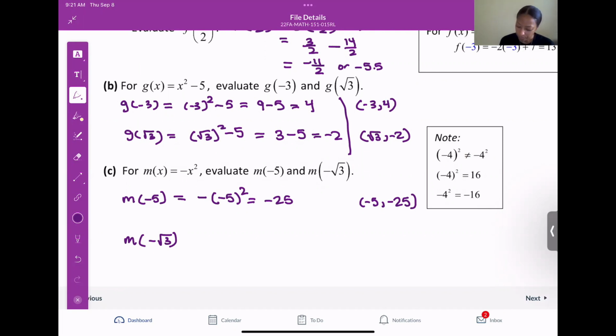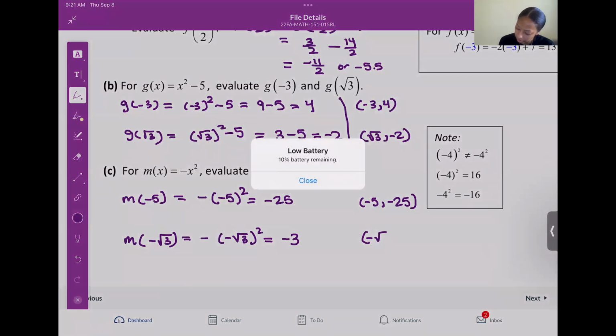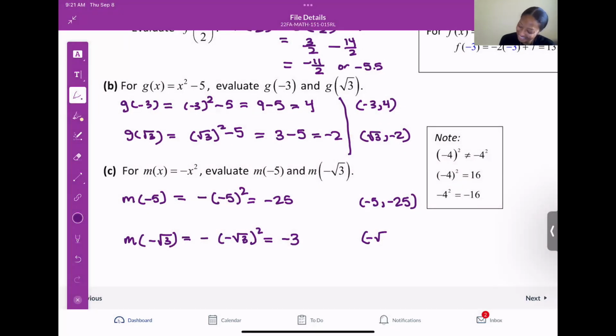All right, then for -√3, we have negative, parentheses, -√3 squared. -√3 times -√3 is still +3. And then we have the negative out front. So this answer would finally come out to be -3. And we get the ordered pair, -√3, comma, -3.